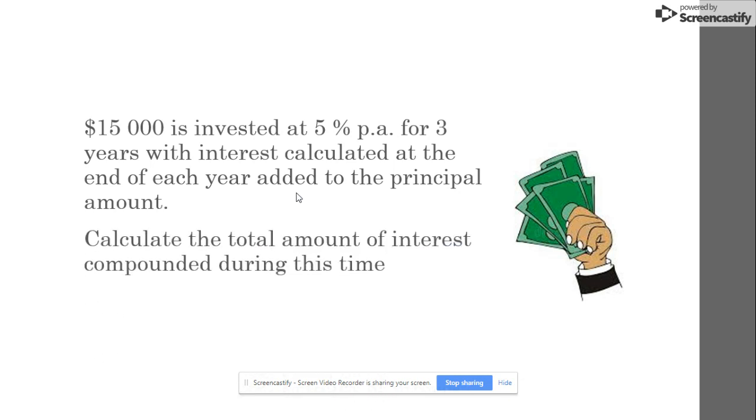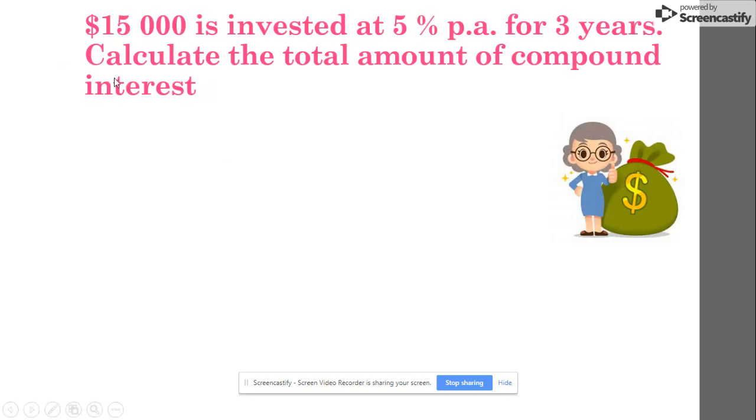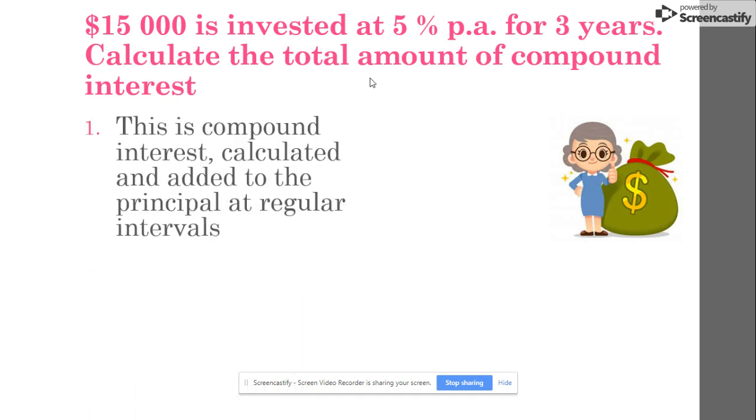So calculate the total amount of interest compounded during this time. Let's go. So I've just taken the facts. 15,000, which is our principal, is invested at 5% per annum. That's our rate. For 3 years, that's our time. Calculate the total amount of compound interest. So we start off. This is compound interest, which is calculated and added to the principal at regular intervals. We'll see how it works.